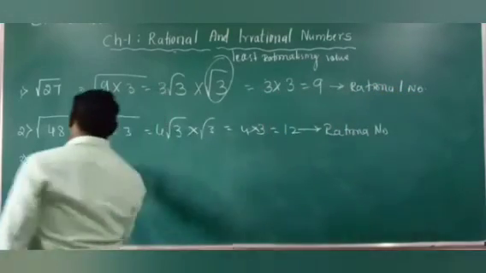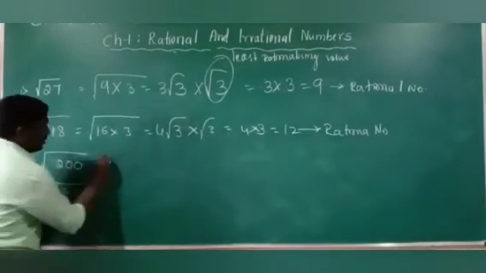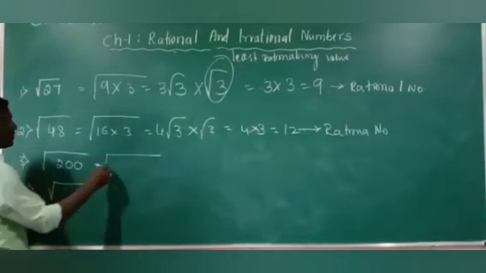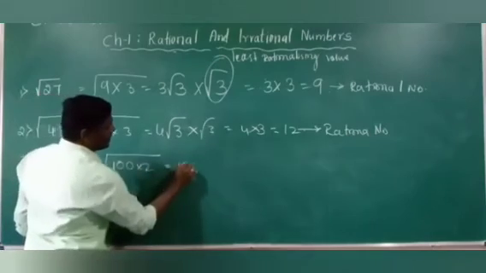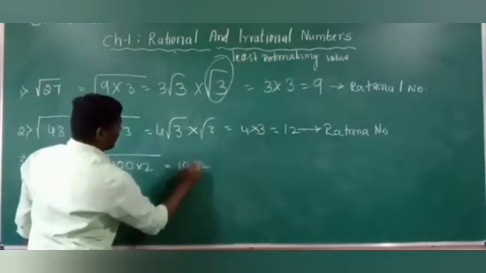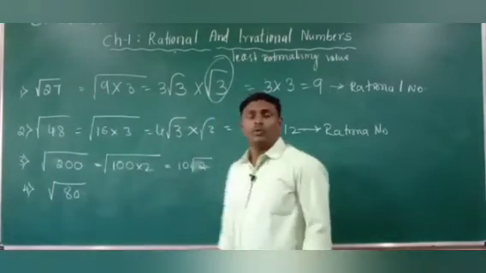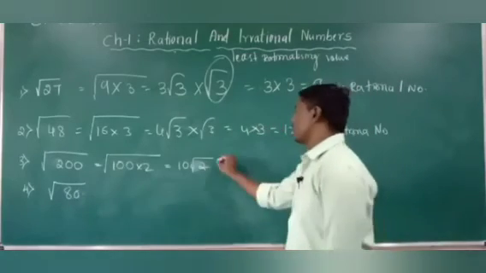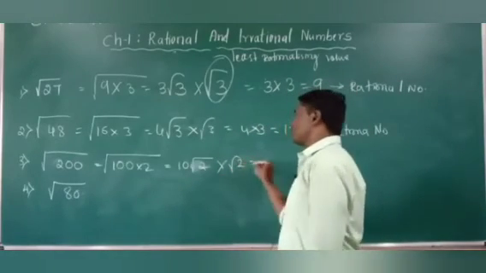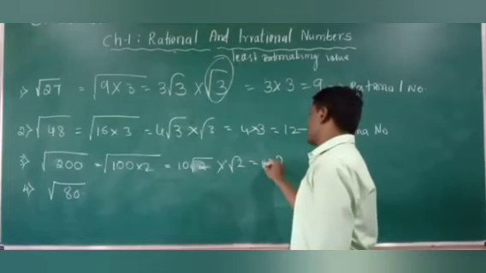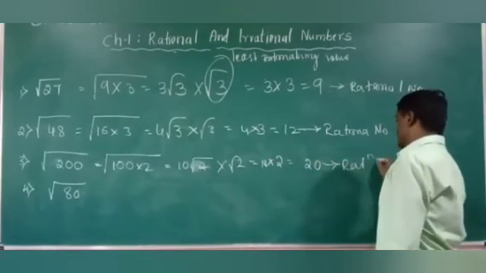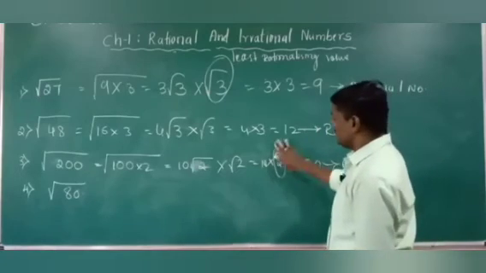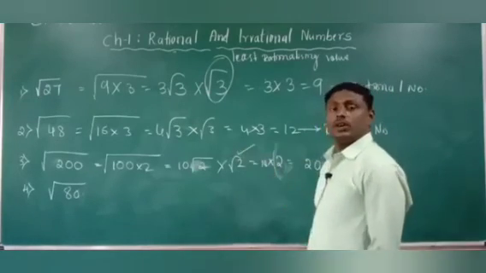Next one, the third question, root 200. Split this one. The square root of 200 can be split as 100 into 2. The square root of 100 is 10, so 10 into root 2. What is the least rationalizing factor? What do we need to multiply here? Root 2. Root 2 into root 2 is 2, remaining 10 as it is. 10 twos are 20. So 20 is a rational number, and the least rationalizing factor is root 2.